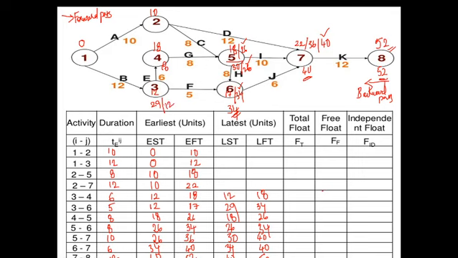29 and 12. Okay, so which value will we select? We will select the lesser value. Now look at the activity 2 to 7. Where is the 7? Junction 7, 40. So the latest finish time of 7 is 40. Activity duration is 12. 40 minus 12, how much is it? 28. So on 2 I will write 28.